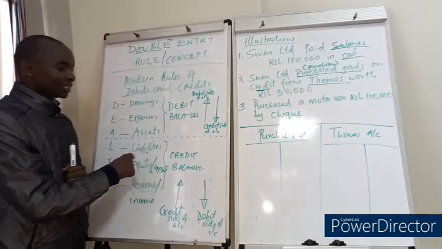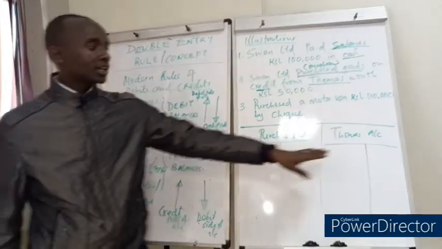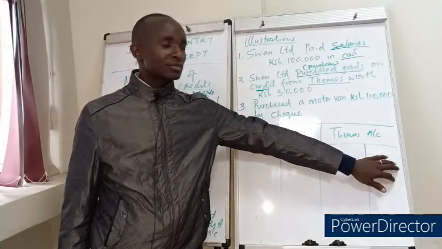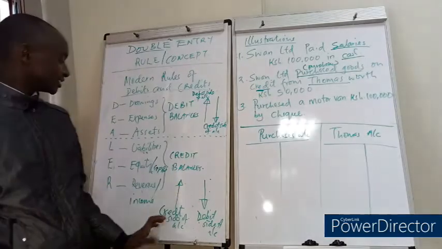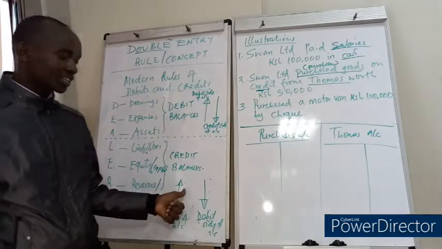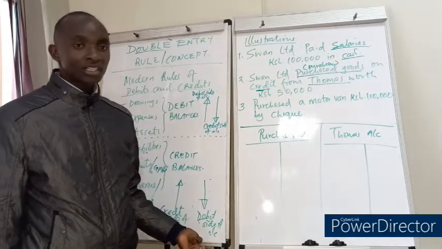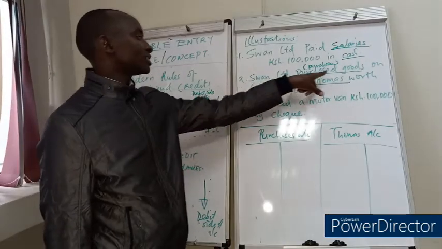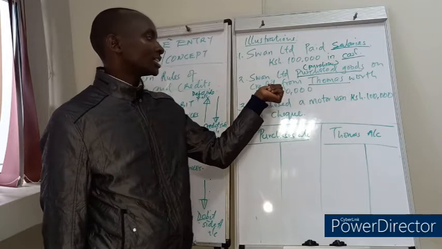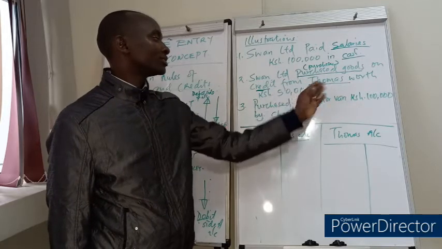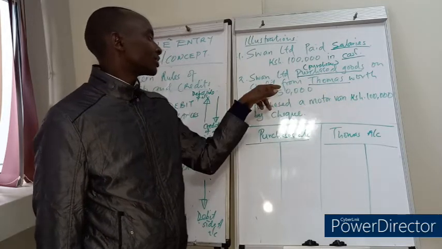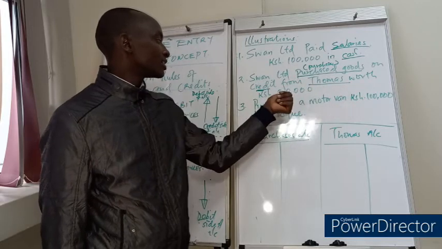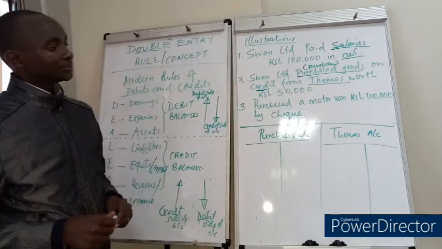Liabilities have got credit balances. Increasing these liabilities, you increase on the credit side. Decreasing, you decrease on the debit side, isn't it? So what is happening here? Swan Limited purchased goods on credit. So let us determine if Thomas account is going to be increased or decreased. So on credit from Thomas, worth 50,000 Kenya shillings.